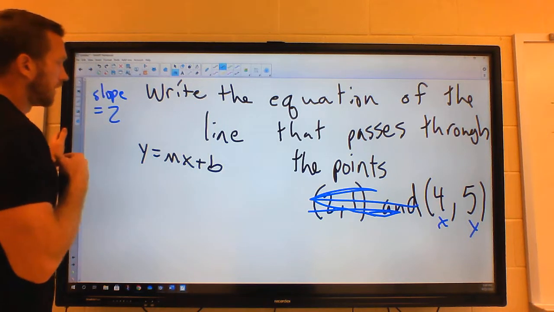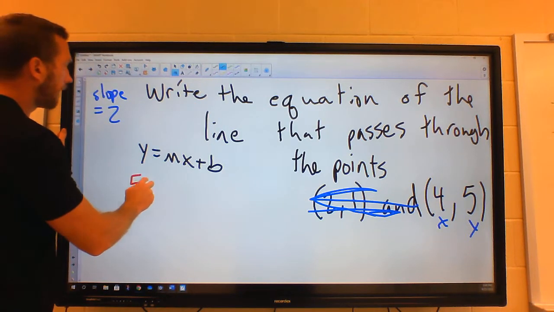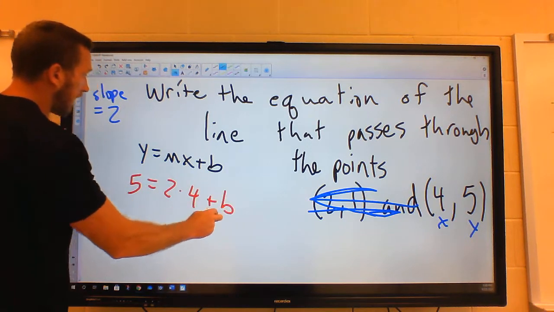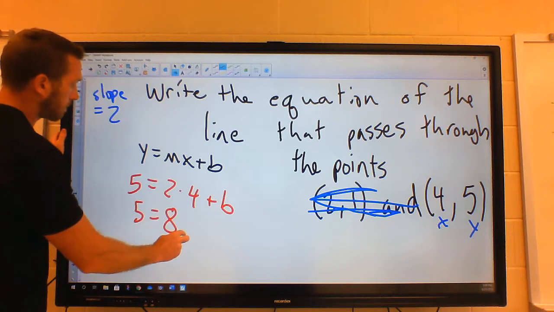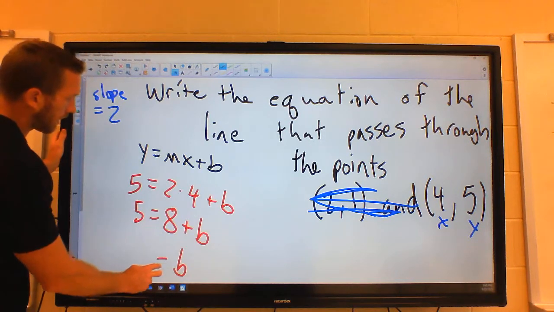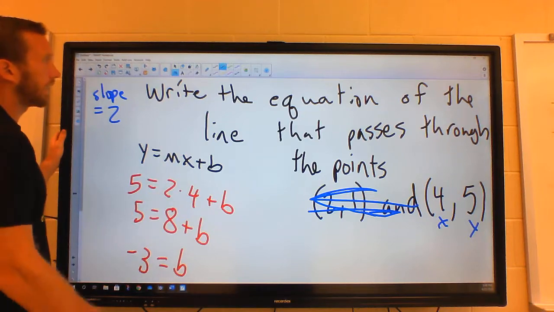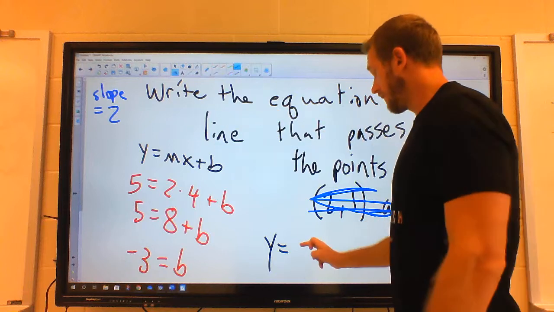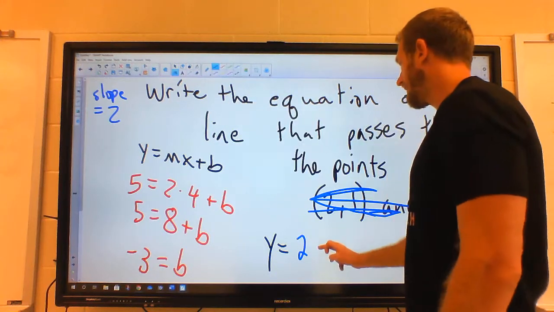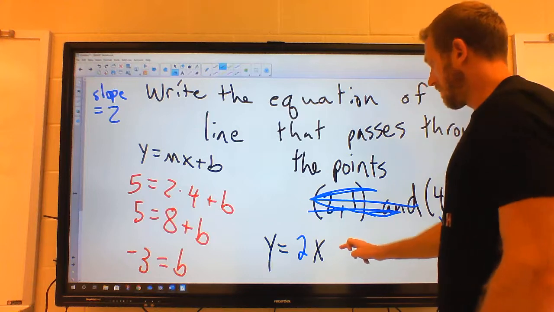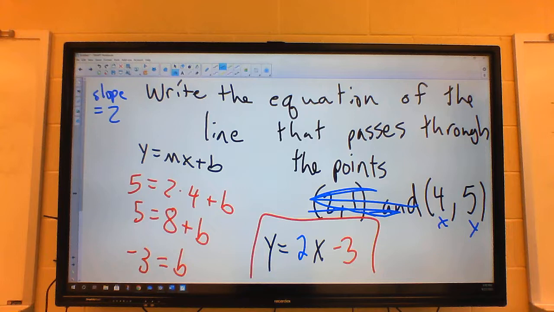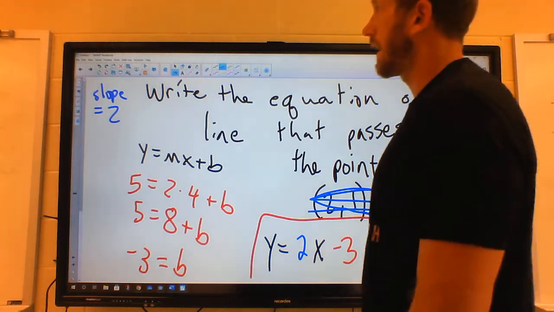Okay. So we've got 5 equals 2 for the slope times 4 for the x plus the b value. 5 equals 8 plus b. B equals -3. Okay. And now we know our answer. Y equals slope of 2 times x minus 3 for our b value. Boom, there we go. I would, if I were you, watch this problem through several times. Okay, this is a great example.